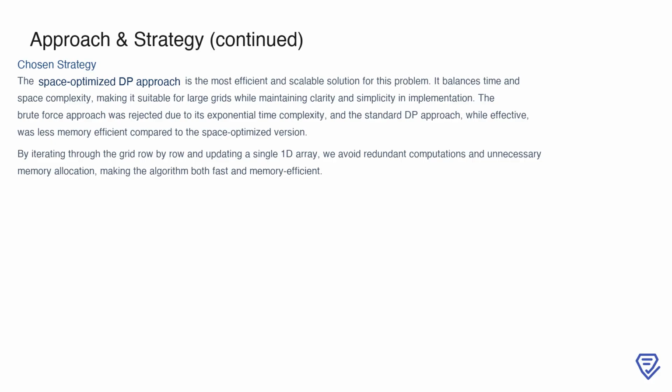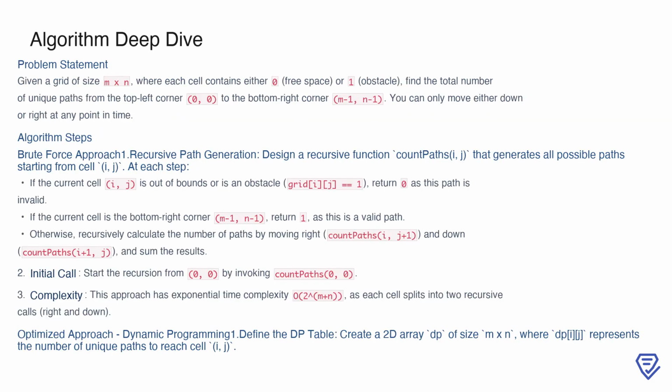clarity or performance. The problem involves finding the total number of unique paths in an MxN grid, where some cells may contain obstacles. You are allowed to move either down or right at any step, starting from the top left corner and reaching the bottom right corner. To tackle this, we first consider a brute force approach.